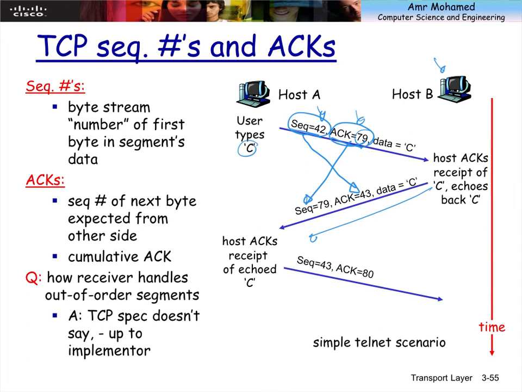Why? Because of the fact that I have a character here. Okay? So the start is byte 42, and the next byte will be 43. 43 is the byte that I'm expecting next. So the acknowledgement here refers to the byte that I'm expecting next. Meaning everything before, I received successfully, and I'm expecting this byte next. So that's what the acknowledgement for TCP indicates.